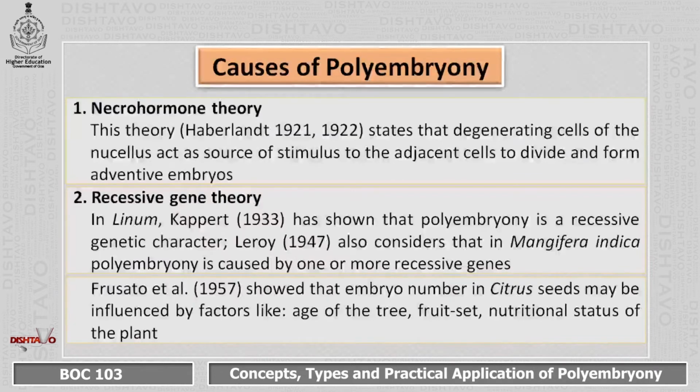Frusato et al. showed that embryo number in citrus seeds may be influenced by factors like age of the tree, increasing in older trees, fruit set being higher in years of higher fruit set, and nutritional status of the plant, decreasing with reduced food supply.